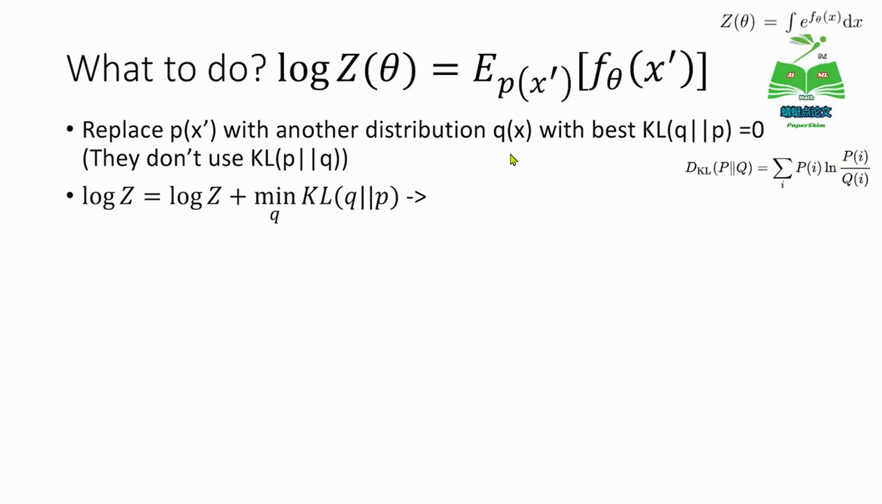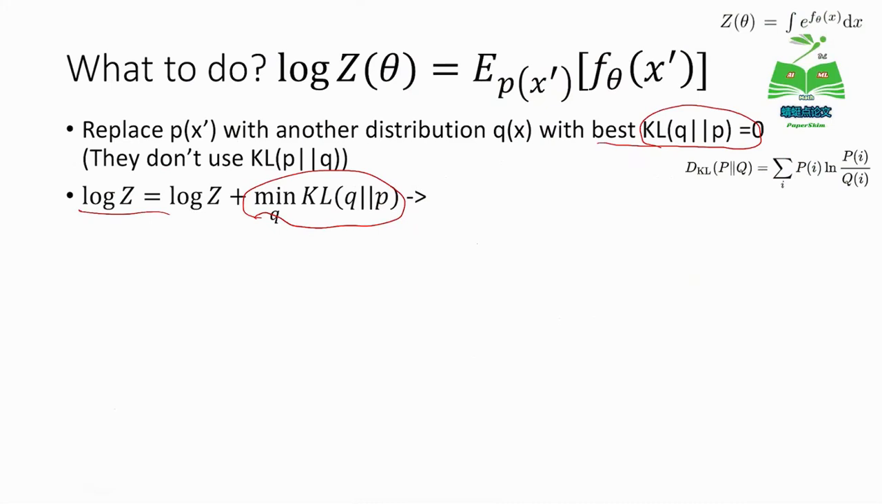We have the log z, and we want to find the best Q, and the best Q should have the same distribution. So the distance, the KL divergence, equals 0. So we directly get this one. Okay, then we can make the derivation.